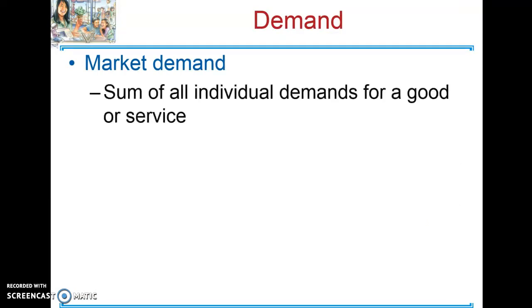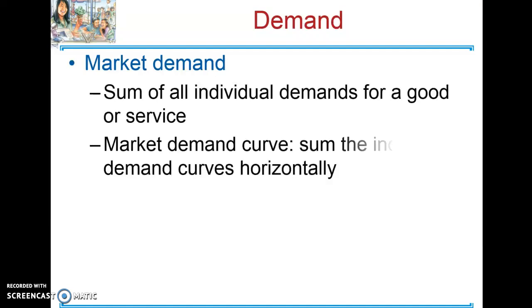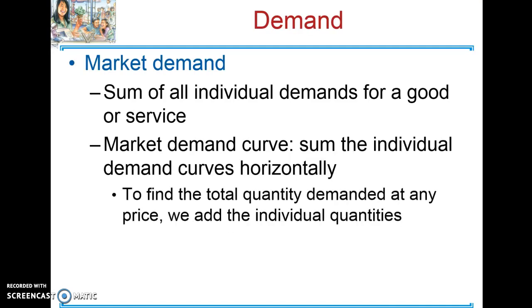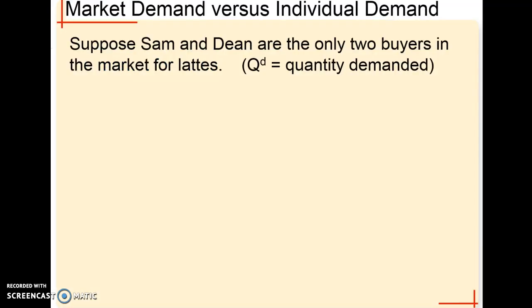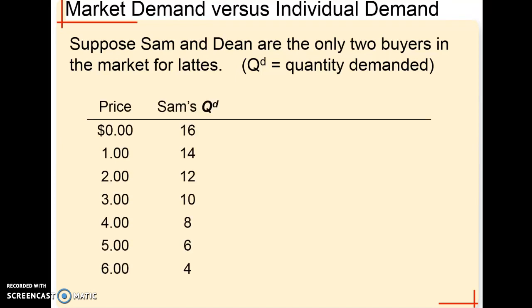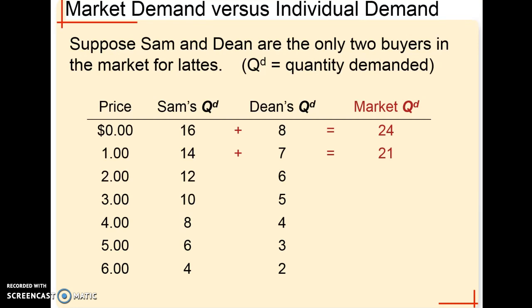Market demand refers to the sum of all individual demands for a good or service. The market demand curve is the sum of the individual demand curves horizontally. To find the total quantity demanded at any price, you add up all the individual quantities. Let's simplify and suppose Sam and Dean are the only two buyers in the market for lattes. Of course, there are more buyers, but we're just going to look at two to see what the total market demand is.